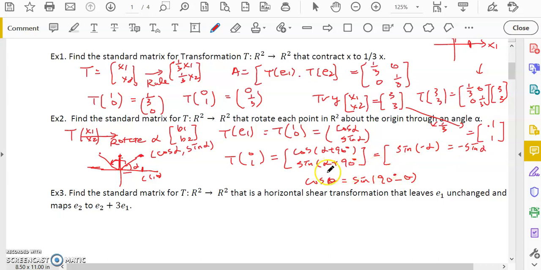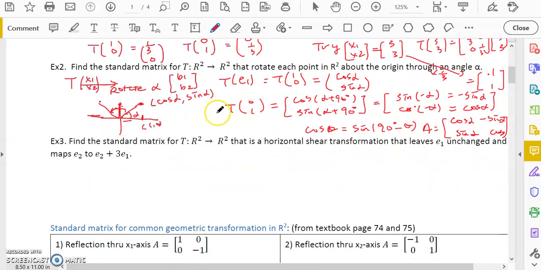And then what about the sine of 90 plus alpha? 90 minus this, so the 90 goes away, but it will be negative alpha. Cosine is an even function, so it's just cosine alpha. So you can see that the new A, not enough space, so A would be equal to, what is the standard matrix? The top would be cosine alpha, sine alpha, and this would be negative sine alpha, cosine alpha. That's how we know the rotation matrix.